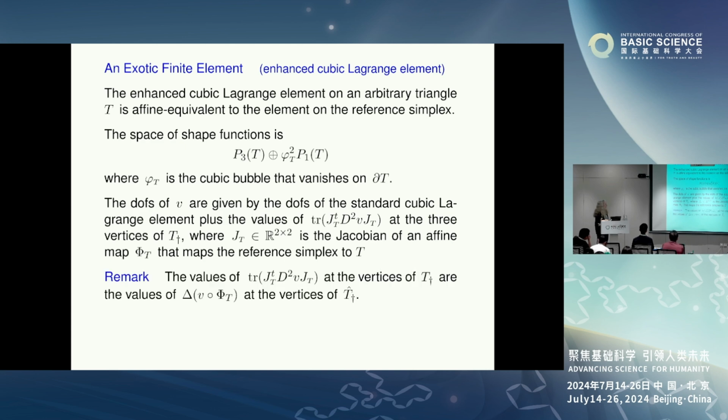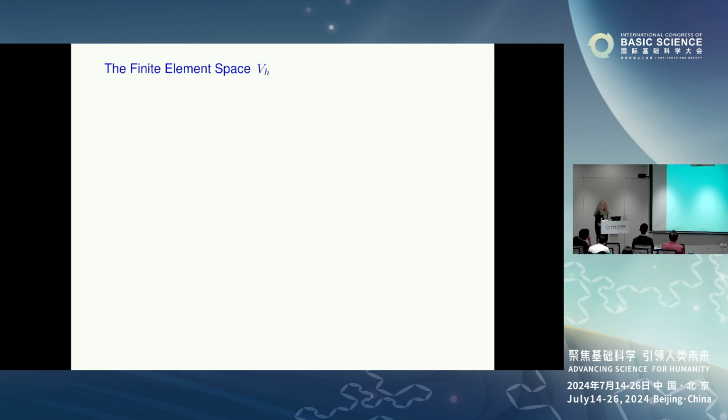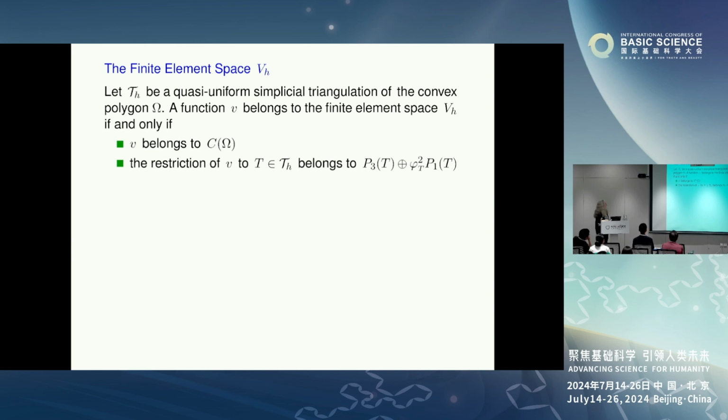Let me point out that the values of the trace of this matrix are the values of the Laplacian of the pullback of V. I'll refer to the trace of this matrix as our scaled Laplacian. So now I can define the finite element space VH. So let TH be a quasi-uniform simplicial triangulation of our convex polygonal domain omega. A function V belongs to the finite element space VH if and only if V is continuous on omega, and the restriction of V to the triangle T belongs to the enhanced space.